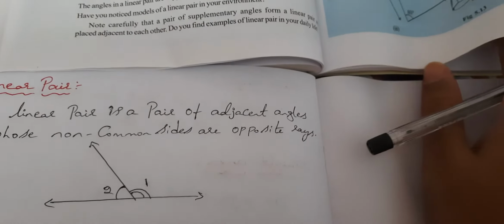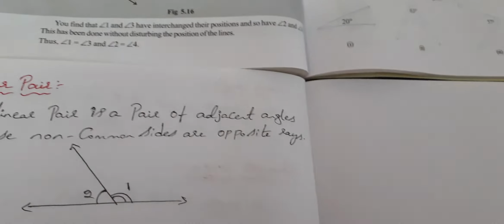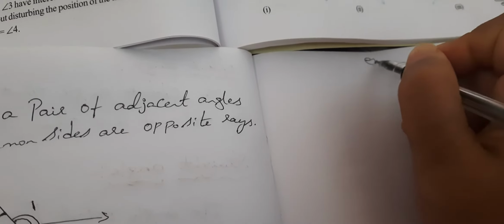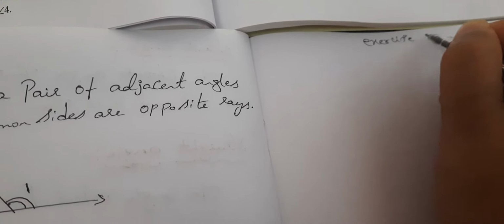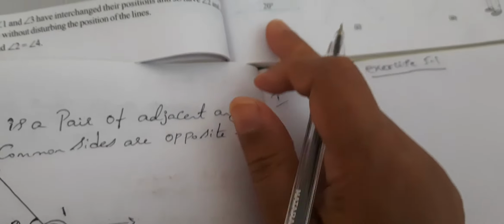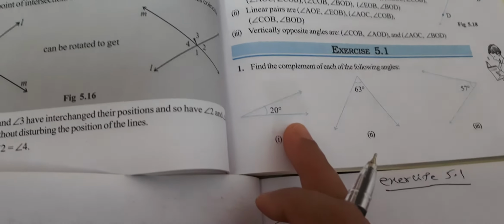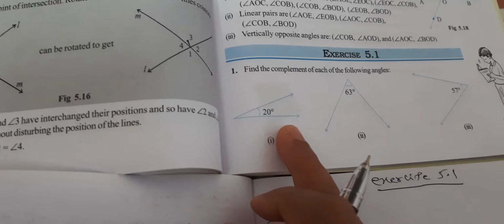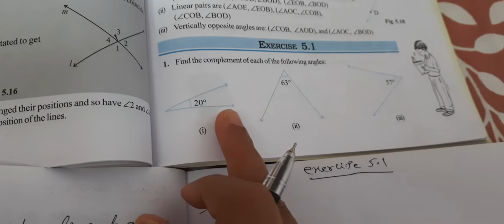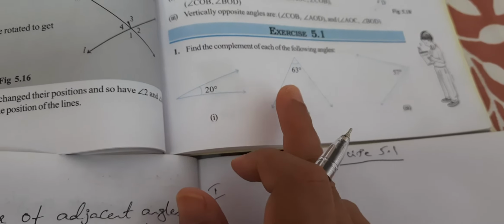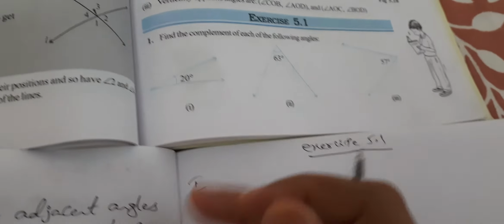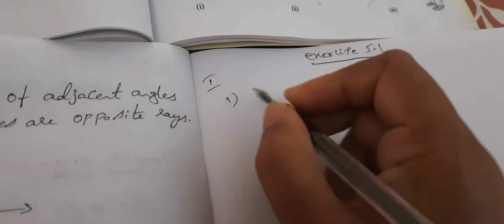Students, I request you to open your textbooks. Now let's do exercise 5.1. First, you see here: find the complement of each of the following angles. Here they have given you three: one is angle 20, one is angle 63, one is angle 57. So now let's see angle 20.